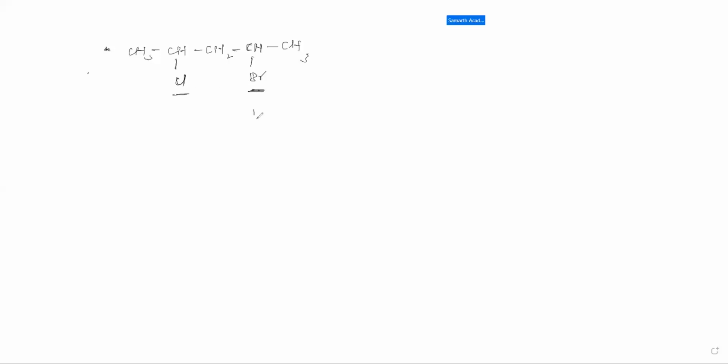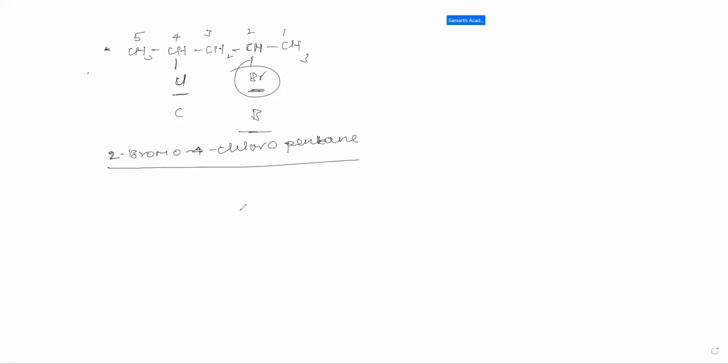Bromo, B comes, chloro, C comes. So which comes first in alphabetical order? B. So 1, 2, 3, 4, 5. So that is 2-bromo, 2-bromo, 4-chloro, 4-chloro. The root word is pent, and single bonds are present, so that's why ane. So 2-bromo, 4-chloro, pentane.